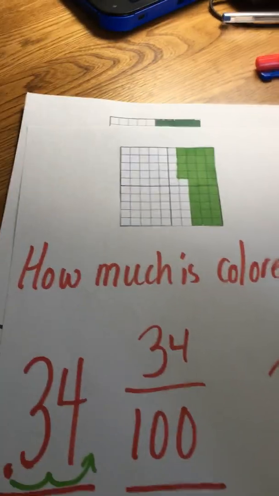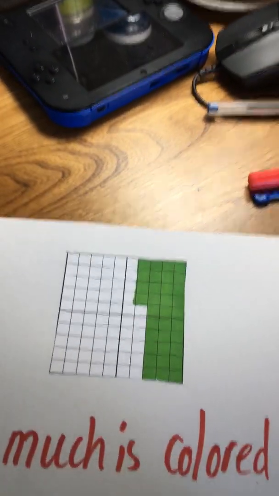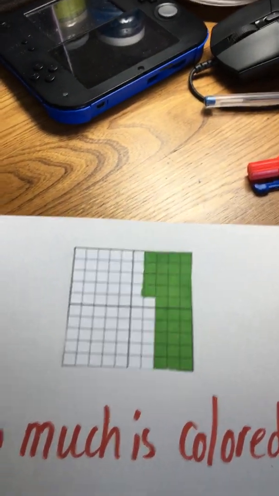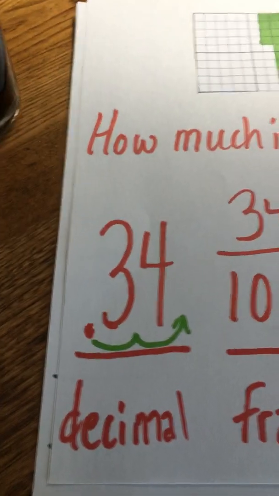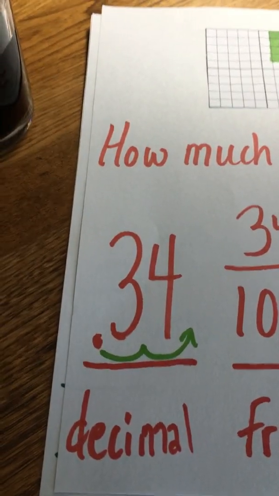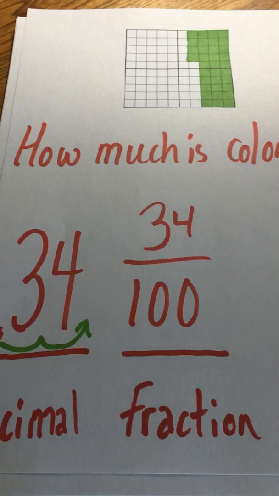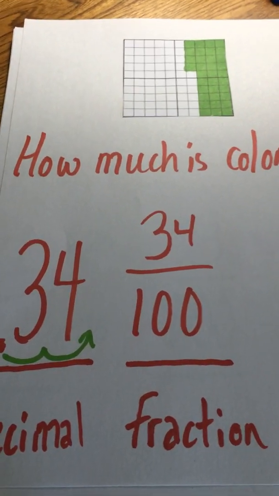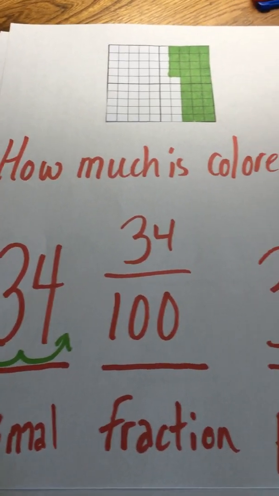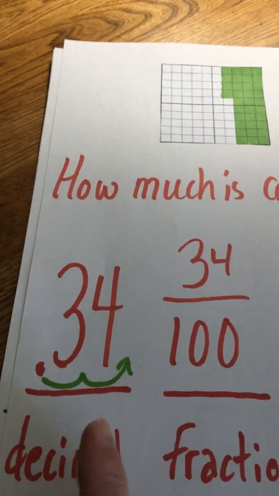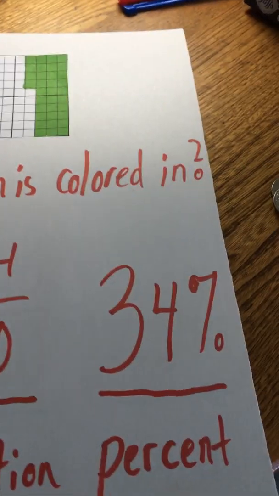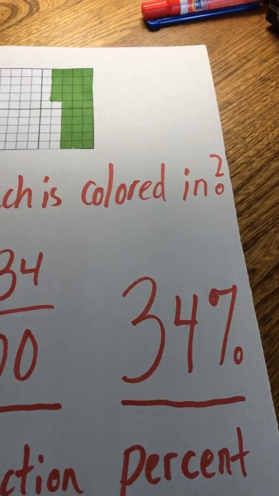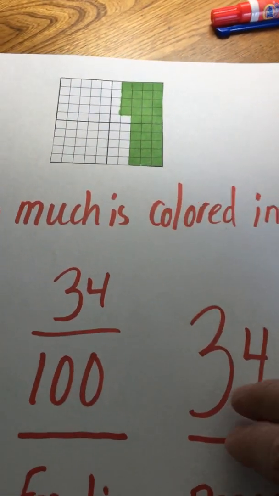All right, next one. How much of this particular one is colored in? Okay, if you were to look at it as a decimal, it would be 34 hundredths of the square. Turn it into a fraction, 34 over 100, said the same way, 34 hundredths. Then finally, if you bump that decimal point over 2 spots to the right, 34% in all. Pretty simple concept.